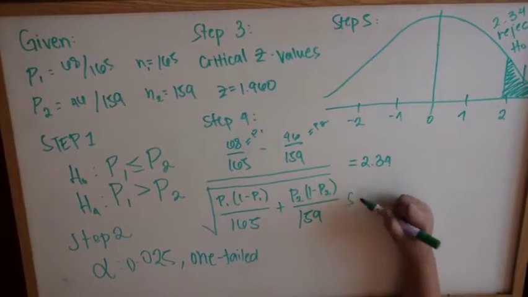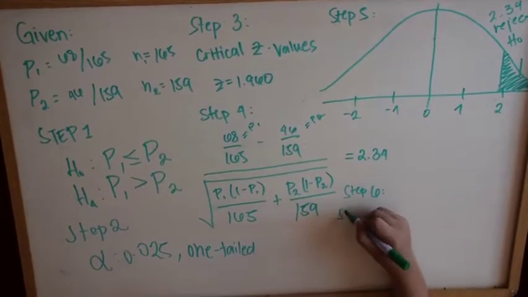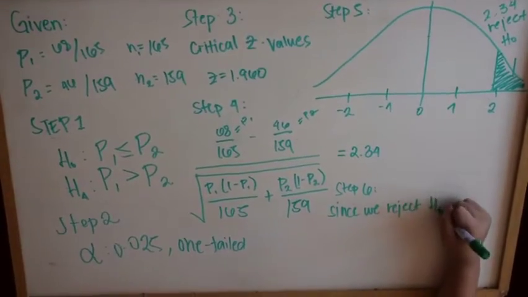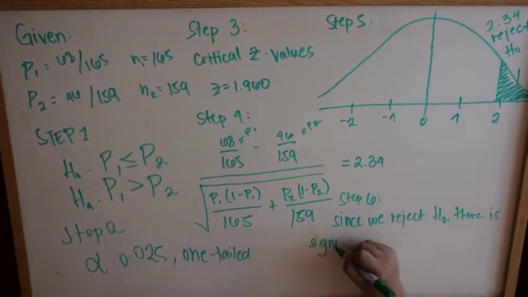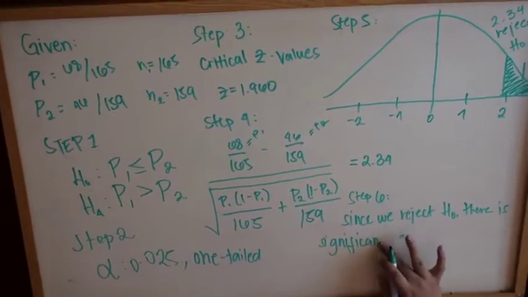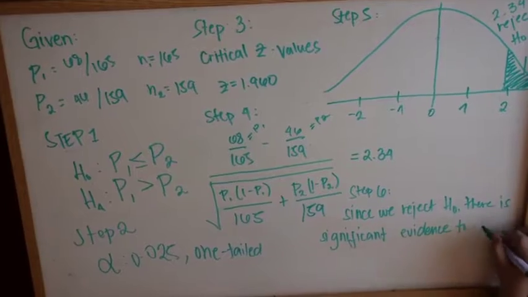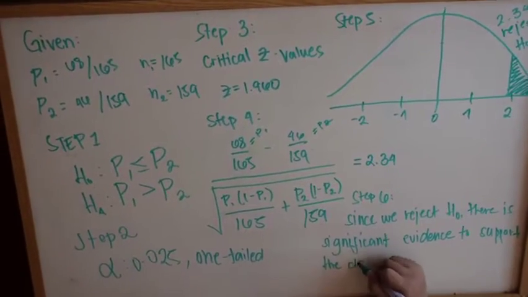For our step 6, since we reject H0, our null hypothesis, there is significant evidence to support the claim that XO helps prevent ear infections of the children.